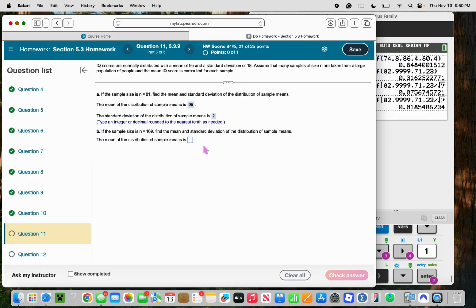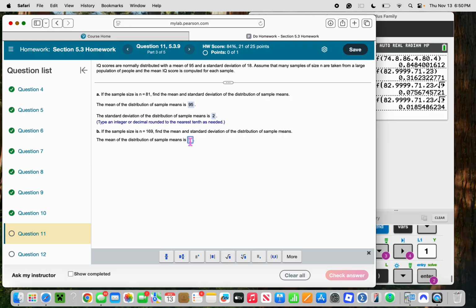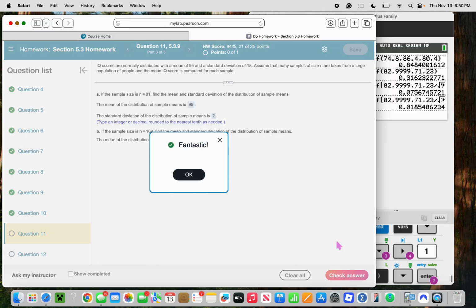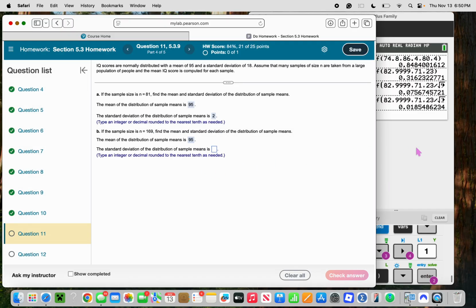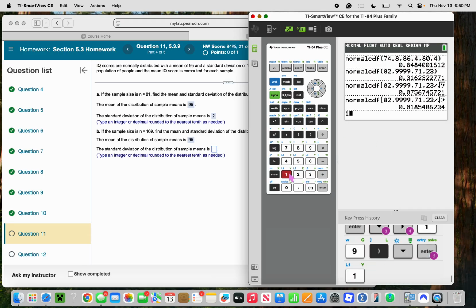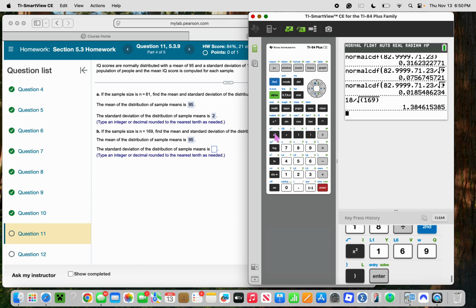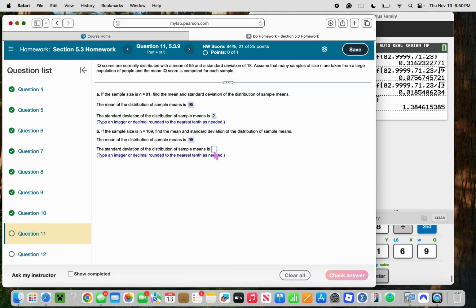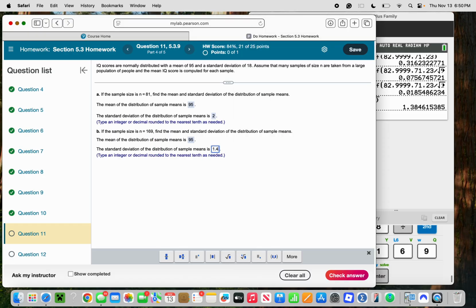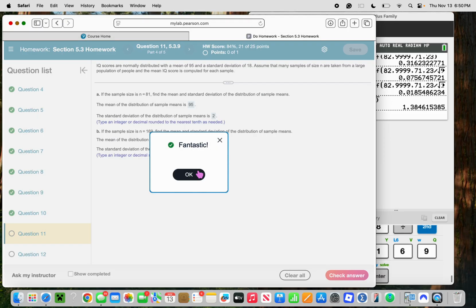18 divided by 9 is 2. If the sample size is 169, find the mean and the standard deviation. So the mean is still 95, and then the standard deviation becomes 18 divided by 13, or 18 divided by the square root of 169. Oh, I had an extra parenthesis there. 1.4. So we can see it got smaller, so the spread got smaller.